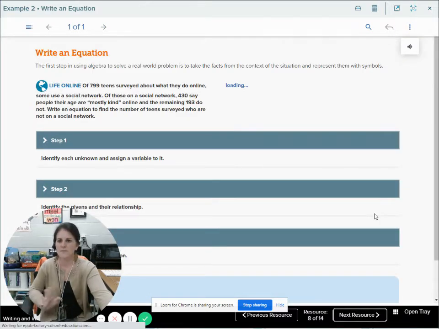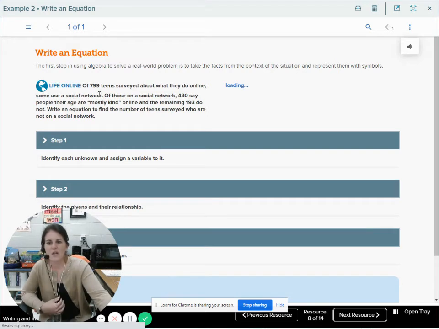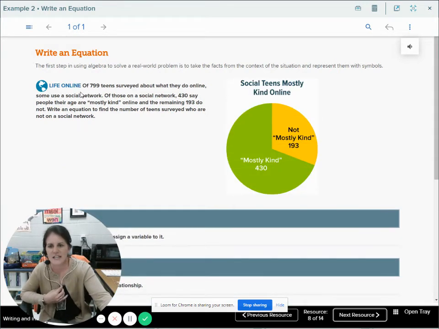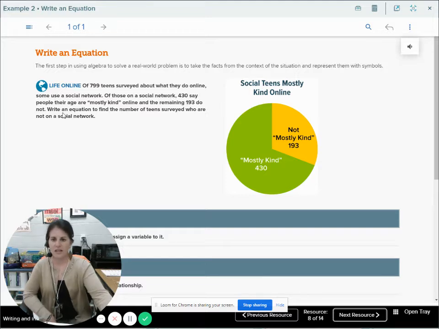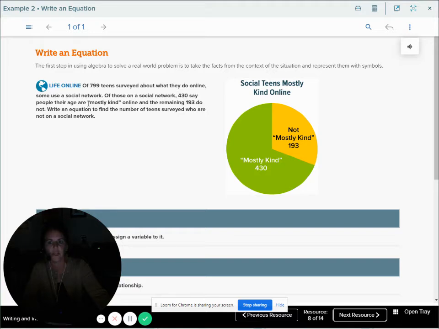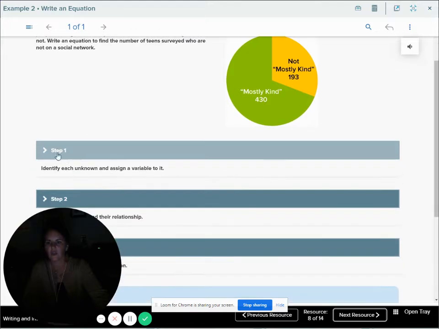Writing an equation says, Life Online. Of 799 teens surveyed about what they do online, some use a social network. Of those on a social network, 430 say people their age are mostly kind online, and the remaining 193 do not. So write an equation to find the number of teens surveyed who are not on a social network. So there are 799 teens surveyed. 430 say people are mostly kind, and the remaining 193 do not.